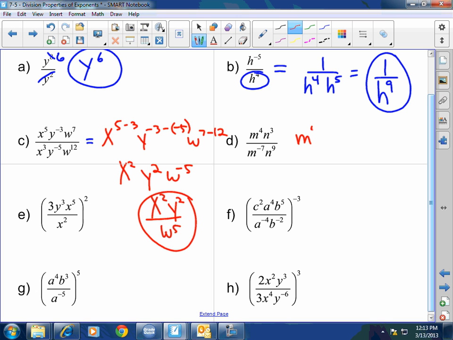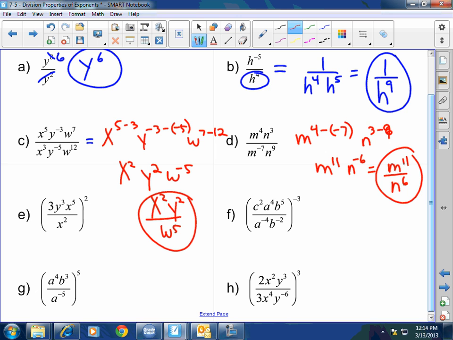This will be m to the 4th minus a negative 7, n cubed minus 9. So that's m to the 11th, n to the negative 6, which equals m to the 11th over n to the 6th. Done.